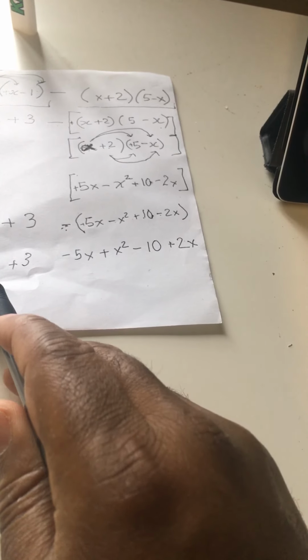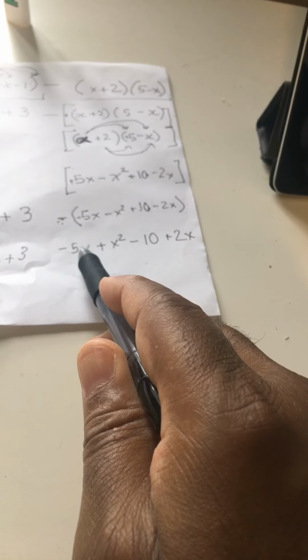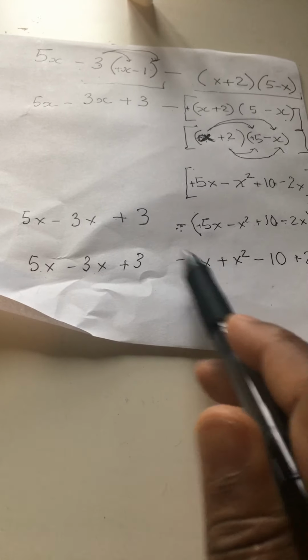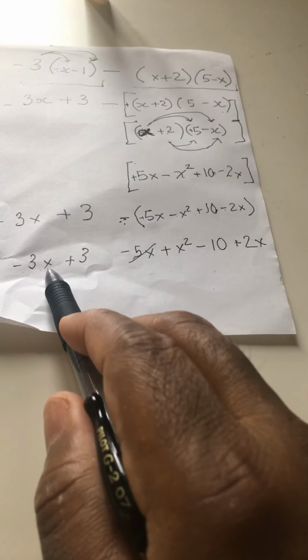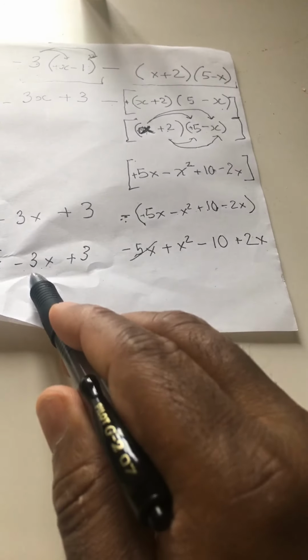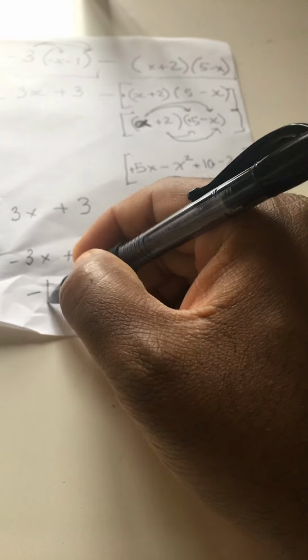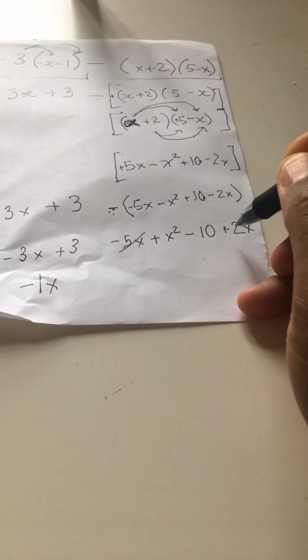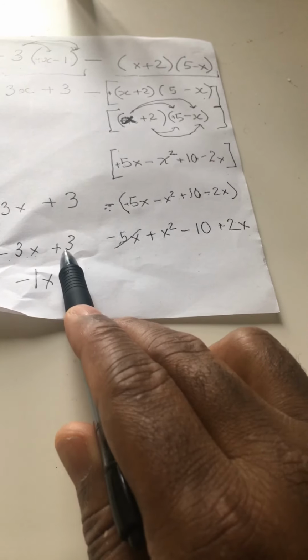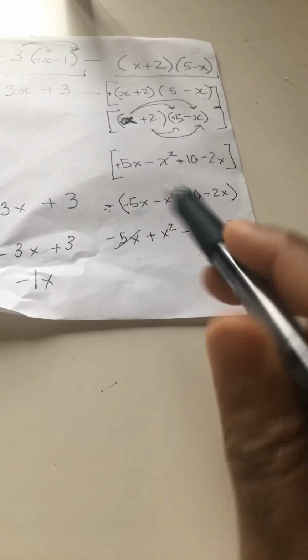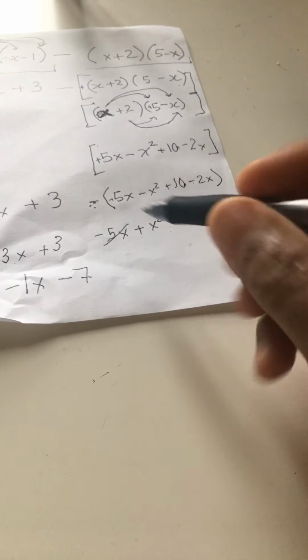You have 5x minus 3x, and you have another 5 minus 5x here. This 5x minus that 5x cancels, right? And what else do we have with x? We have minus 3x plus 2x. So minus 3 plus 2 gives me minus 1x, right? And then we have a plus 3 and a minus 10. So that gives us minus 7. And we have a plus x squared.